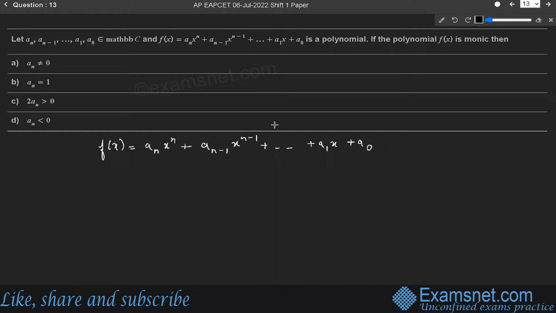So we can say that f of x will be 0 when the non-zero coefficient of highest degree will be equal to 1. It means that when an will be equal to 1. And we also know that zero polynomial is a polynomial whose degree is undefined. But here the degree is defined. It is a monic polynomial. So f of x will be 0 when an will be equal to 1, where x is any number. So we can say that the correct option for this question is option number B, which is an is equal to 1.